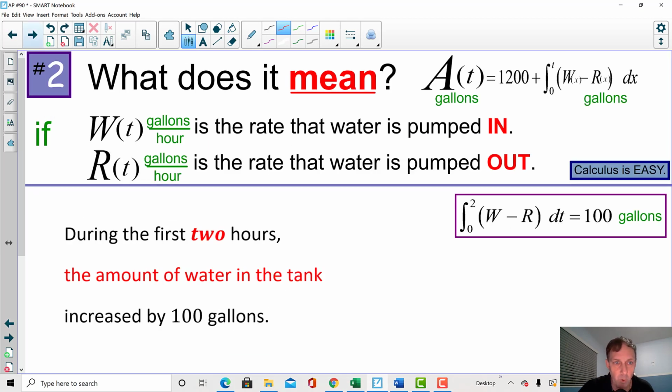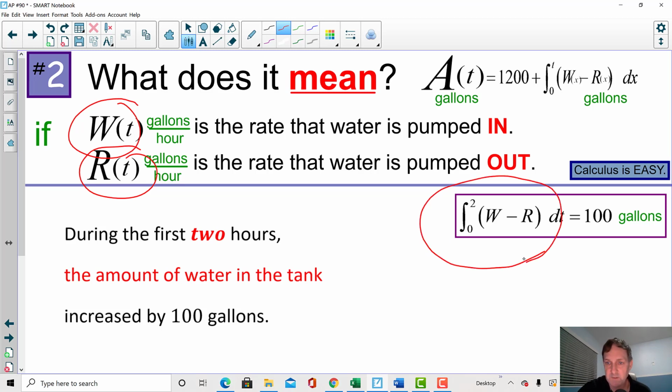Okay, for this one, we have a water tank, and this is the rate that we're pumping water in, and this is the rate that we're pumping water out. The units are gallons per hour. First, they're going to ask us to find this, and then we're going to have to explain the meaning of it. So if you plug this in your calculator, you're going to get 100.